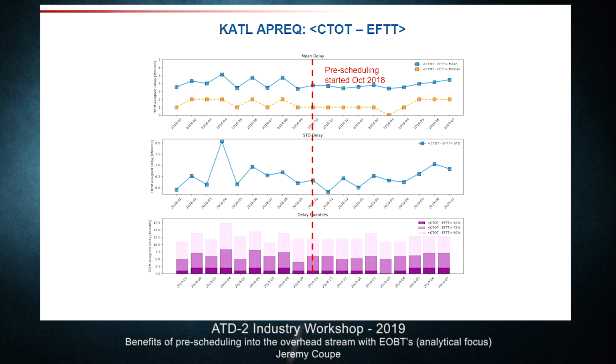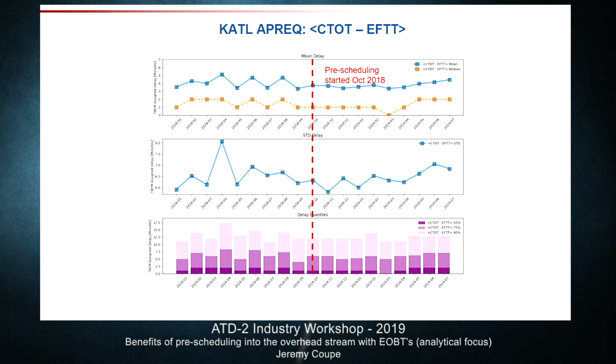And again, pre-scheduling started in October. The system was really calibrated in December, and after December is where we think is probably the fair comparison. So we look at this and we say, wow, I looked at our high fidelity metrics and I saw these great improvements. And then I look at this metric, which is the controlled takeoff time minus earliest feasible takeoff time, that TBFM assigned delay component. And you might have to squint pretty hard at this to find similar types of benefits here. So this really confused us.